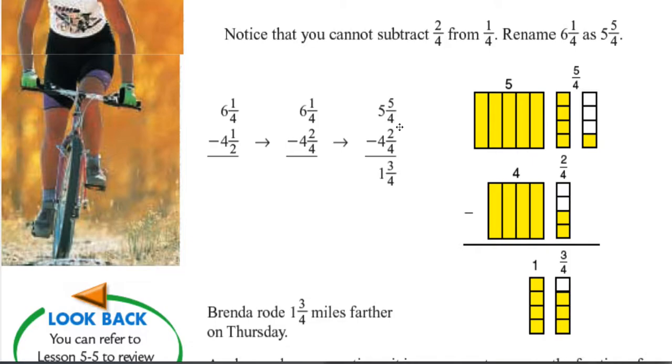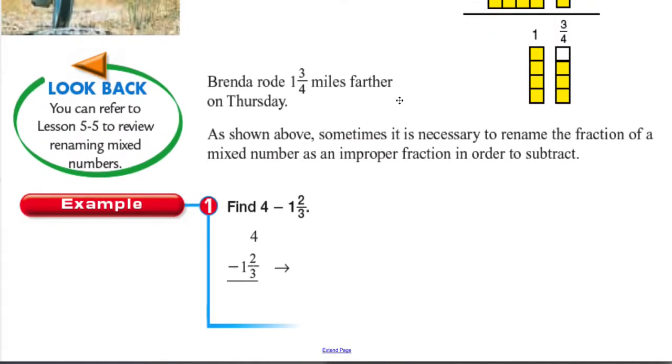As shown above, it is sometimes necessary to rename the fraction of a mixed number as an improper fraction in order to subtract. Let's take a look at example 1. Find 4 minus 2 1/3. Again, you cannot subtract 2/3 out of nothing. So what do we do? You need to borrow 1 from 4 and rename it using a denominator of 3.